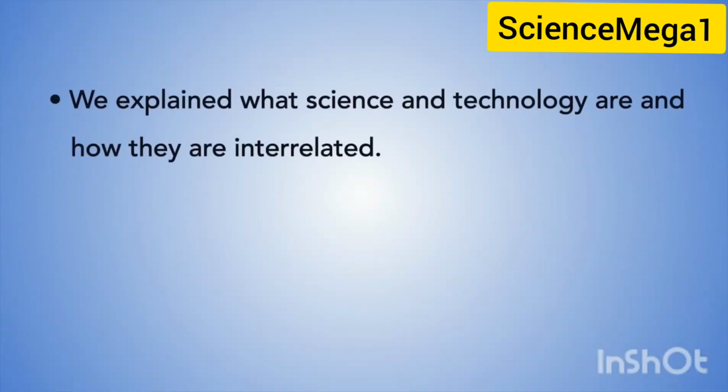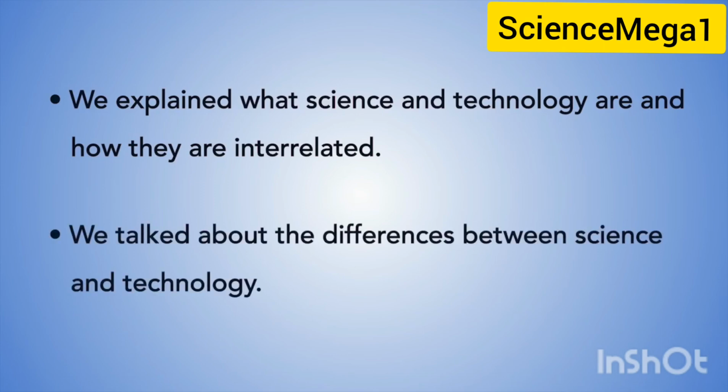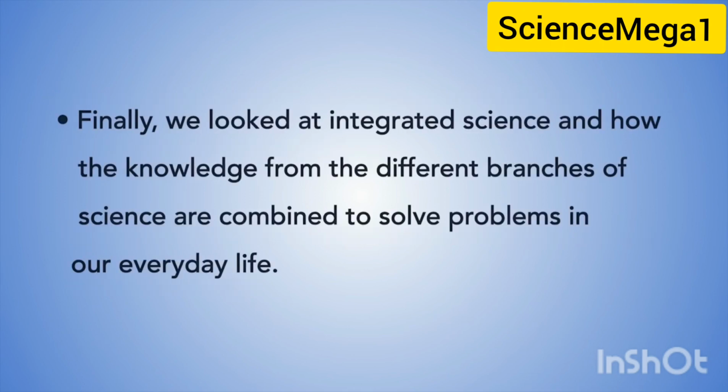In summary, let's look at what we've learned in today's lesson. We explained what science and technology are and how they are interrelated. We talked about the differences between science and technology. Finally, we looked at integrated science and how the knowledge from the different branches of science are combined to solve problems in our everyday life.